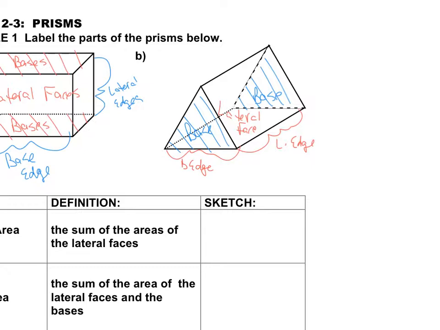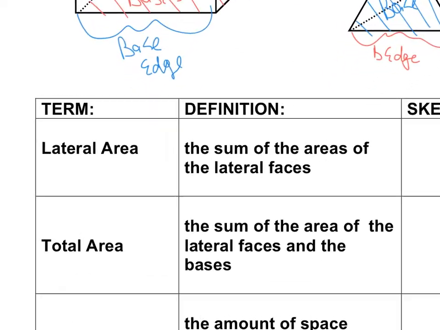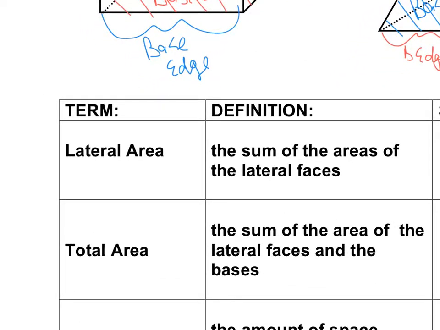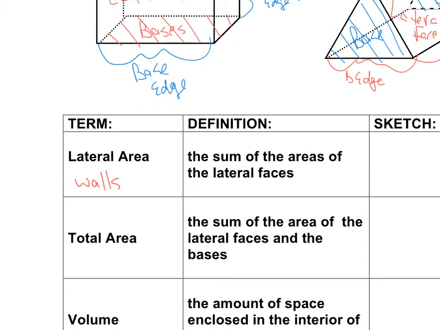We're going to need to know those, though, because when we find the volume and surface area of these things, you need to know what shapes the bases are. So lateral area, that's the first thing we're going to learn. It's the sum of the areas of all the lateral faces. It's basically, we need to paint the walls. We need to find out how much paint we need.